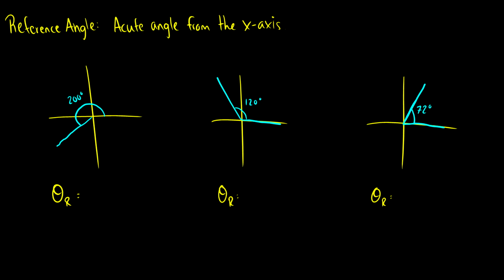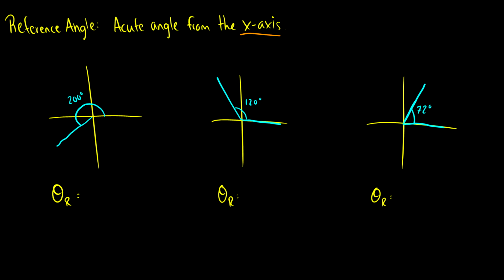So now what we're going to talk about is reference angles. Now, reference angles are going to be useful when we talk about specific kinds of special triangles. But for now, what you need to know is that the reference angle is the distance or the angle from the x-axis.